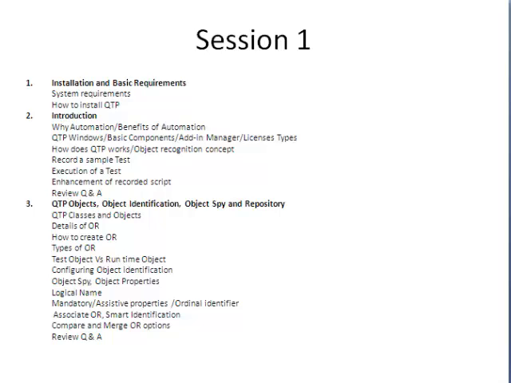Then we'll see the object spy, the features of the object spy, how to access the native properties and how to access the identification properties, what the identification properties are. Then we'll see how to configure the object identification using the mandatory and the assistive properties and ordinary identifier.